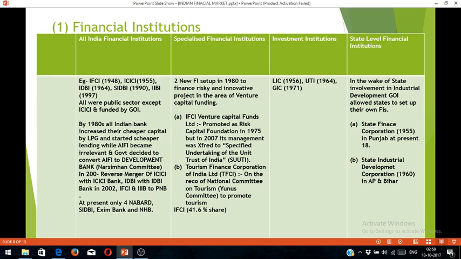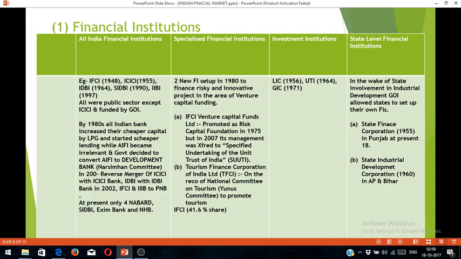So IFCI has invested around 41.6% of their share in the Tourism Finance Corporation of India, and they finance only tourism-related products. Third one is your investment institution. Whatever insurance companies we are seeing today are examples of investment institutions, like LIC, which was set up in 1956, UTI set up in 1964, and the General Insurance Company set up in 1971.